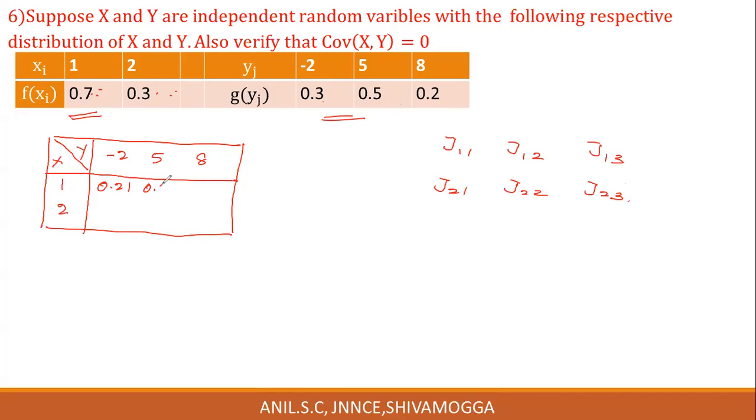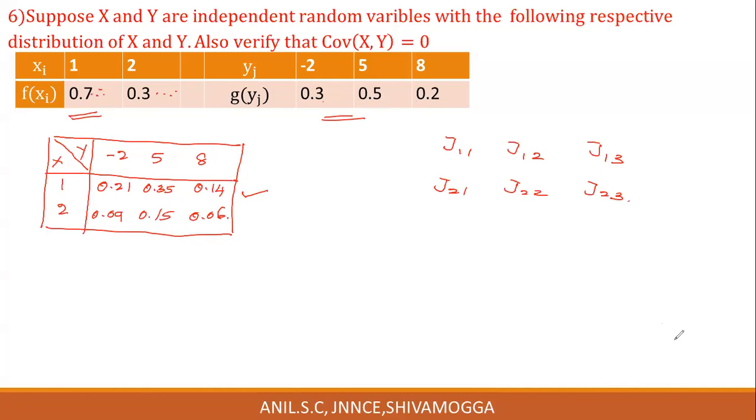0.35. 0.7 into 0.2, 0.14. 0.3 into 0.3, 0.09. 0.3 into 0.5, 0.15. 0.3 into 0.2, 0.06. This is the joint distribution table.